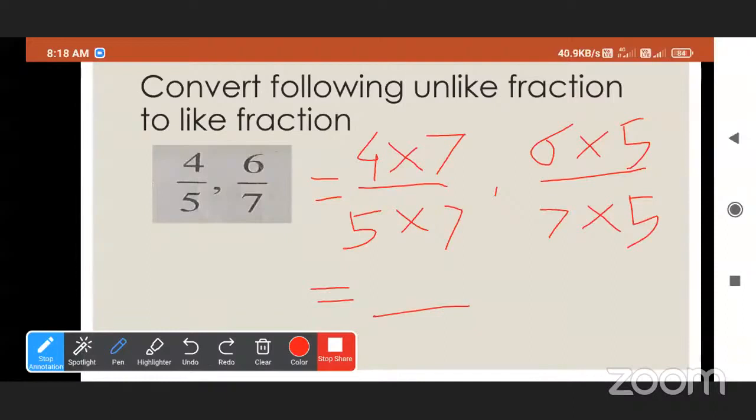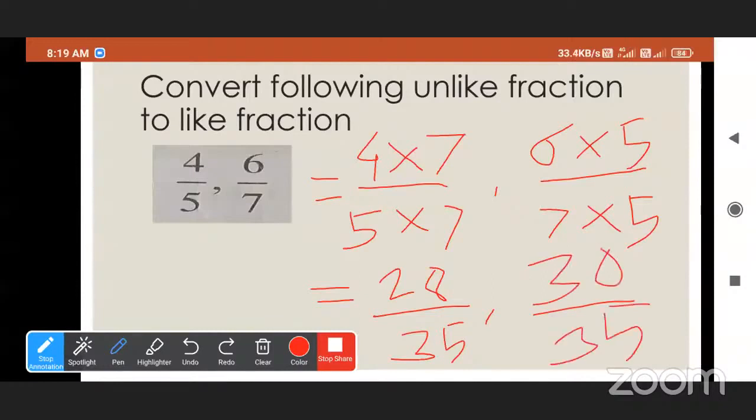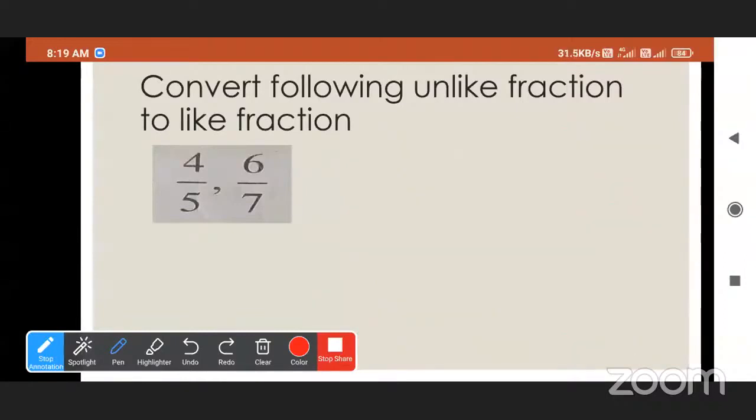Now 4 into 7 is 28. Very good. And 5 into 7 is 35. 6 into 5 is 30, and 7 into 5 is 35. So is it a like fraction? Yes. So do you understand how to convert unlike fractions into like fractions? Yes. Okay, good.